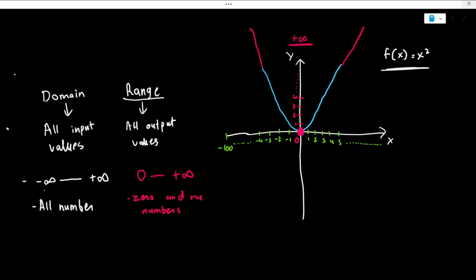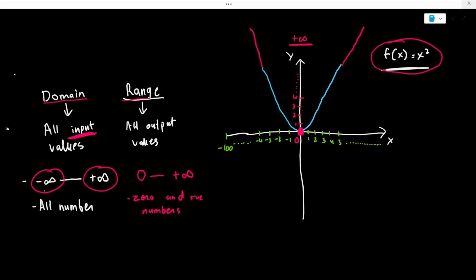So you cannot have a negative value as your y value. You cannot have a negative number as your output value. That's just because of how the quadratic function f of x equals x squared works. So in your domain, you can put in any positive or any negative x input. You can put in any input value you want.